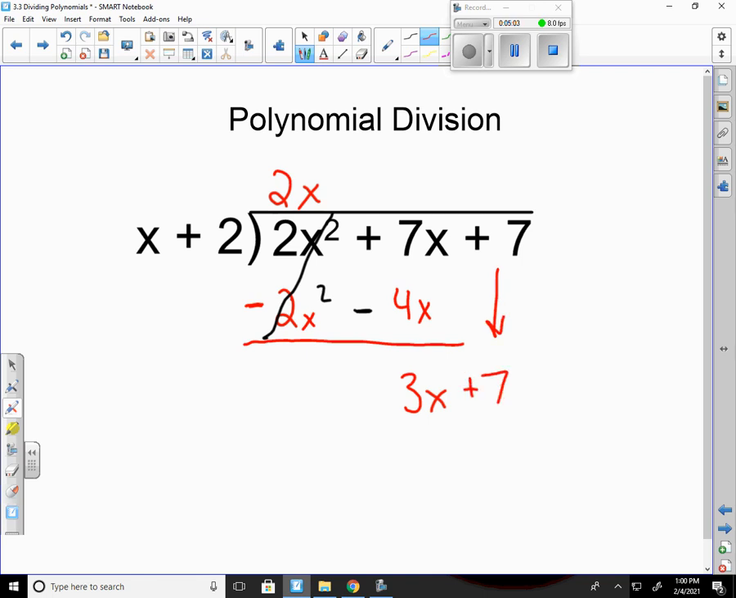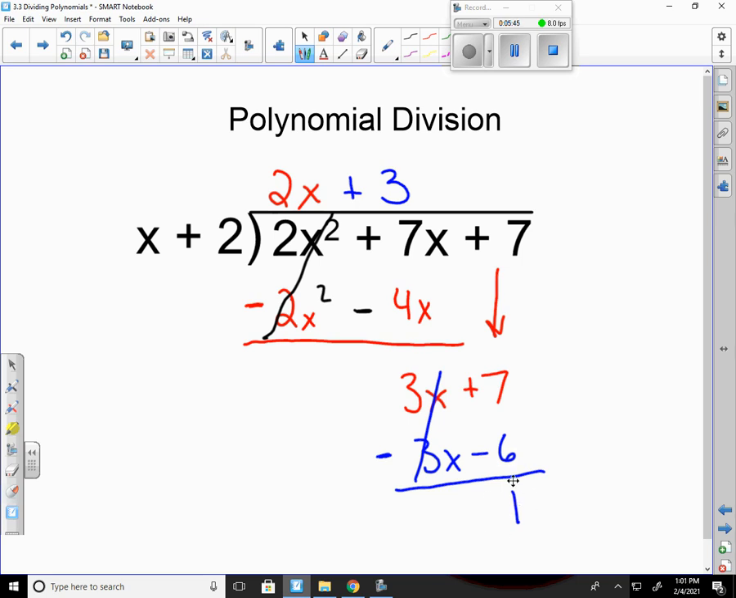Now just like before, I need to carry down my 7. So that becomes plus 7. Now I go back to the beginning. I'm trying to get a 3x, so x times what gives me 3x? That would be x times 3. Becomes a minus. Then 3 times 2 is 6. I would distribute this negative, or this minus, to both terms. It's going to be minus 3x minus 6. 3x minus 3x cancels out. 7 minus 6 is 1.